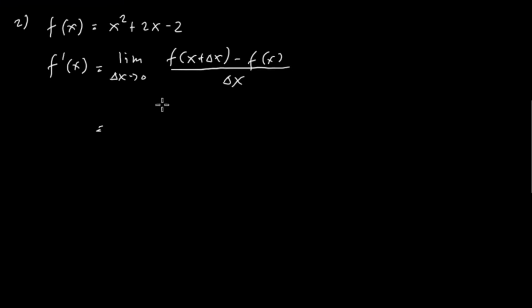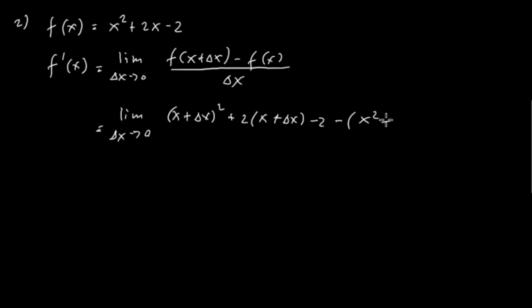Change the function of x plus delta x to the limit of delta x approaches 0, and x squared means (x plus delta x) squared plus 2, and instead of x, it should be x plus delta x, minus 2, minus the open parenthesis of the function of x, which is x squared plus 2x minus 2. So the numerator is (x plus delta x) squared plus 2(x plus delta x) minus 2, minus (x squared plus 2x minus 2), and then we divide by delta x.